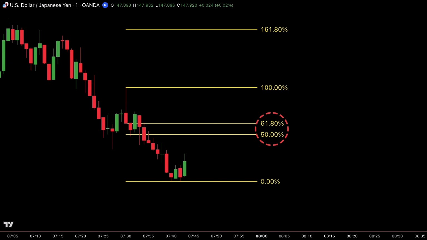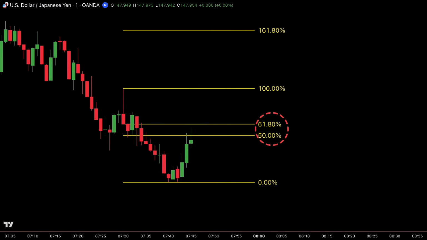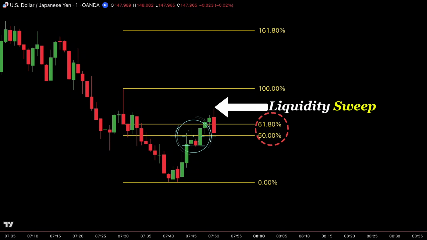Here's what happens next. Price starts pulling back, just like a normal retracement. It approaches the 50% level, and most retail traders sell immediately. We don't. We wait. Price pushes deeper into the 61.8% level, and here's the important part. It goes above the 61.8% just enough to clear all the stop losses sitting above the Fibonacci zone. And then a candle closes back inside the zone. This is the moment institutions step in. Retail traders who sold too early get stopped out, while smart money enters their short positions from the premium zone.